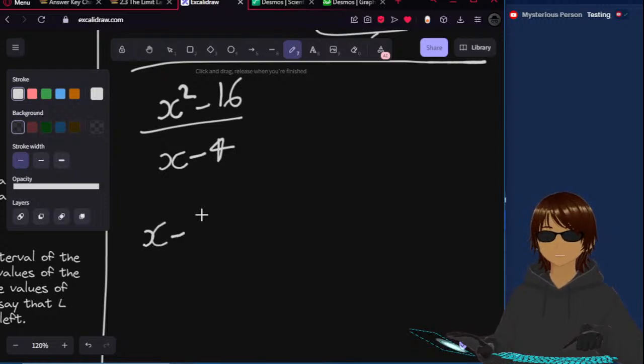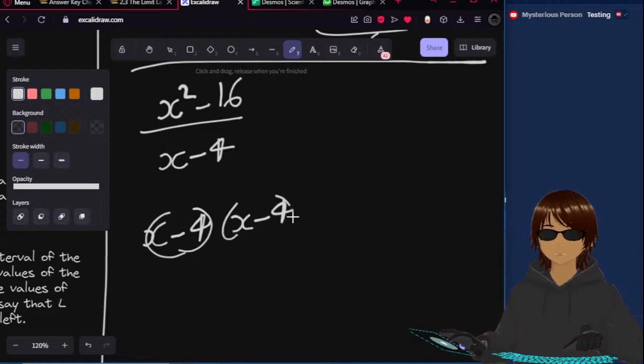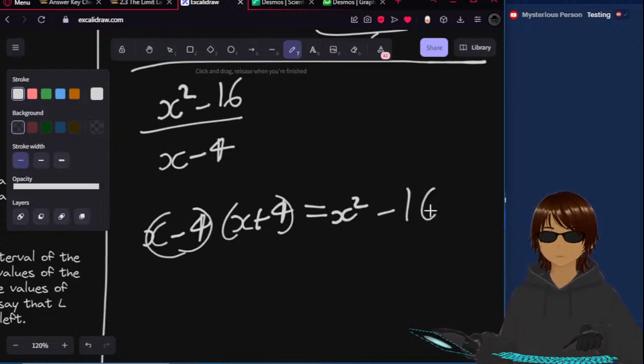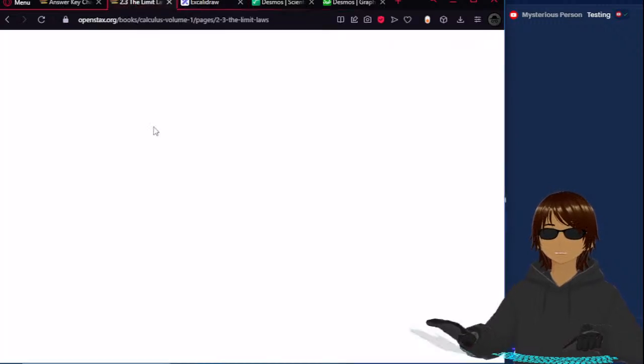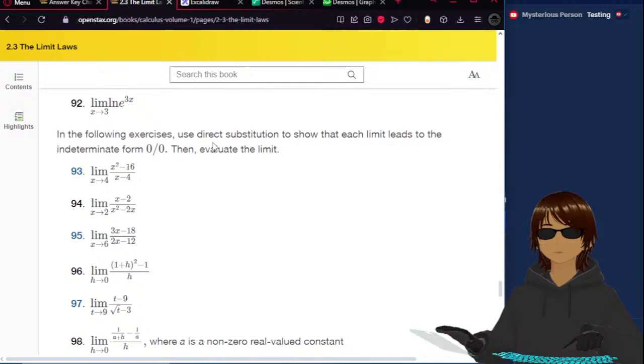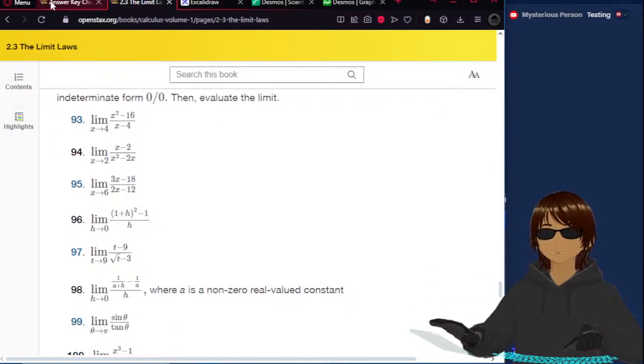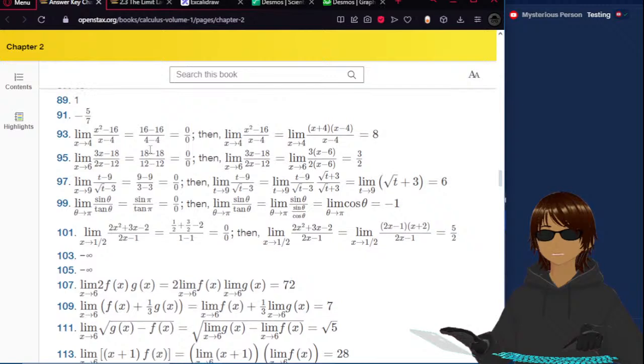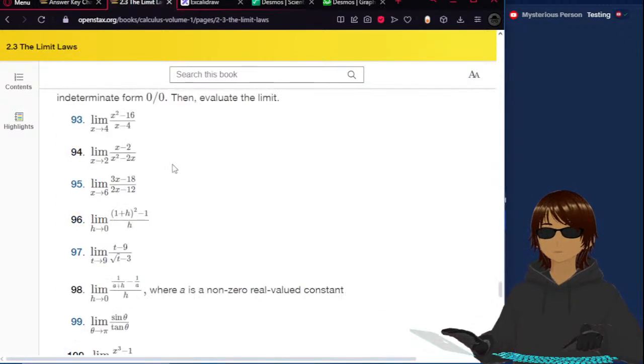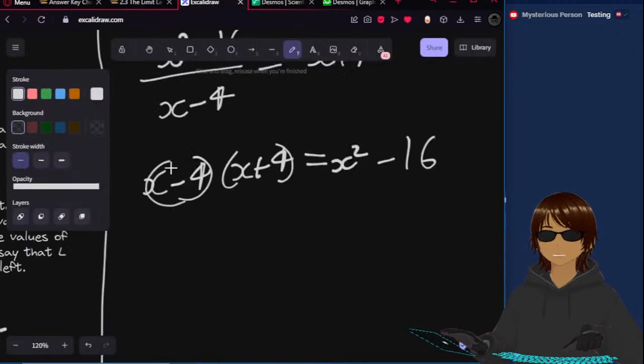And then we do x minus 4, x plus 4, we get x squared minus 16. So then this is equal to x plus 4. I think then the limit is 4 plus 4, 8. Question 93. Yeah. 95.